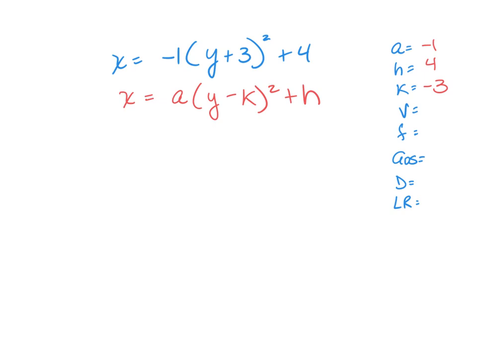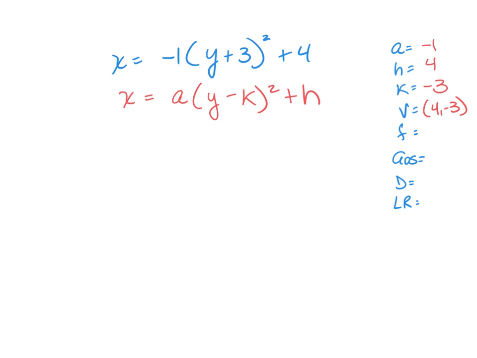All right? So now we just go down the line. If you get A, H, and K wrong, guess what's going to be wrong? Everything's going to be wrong, okay? So vertex is still the same, HK. So it's 4, -3.